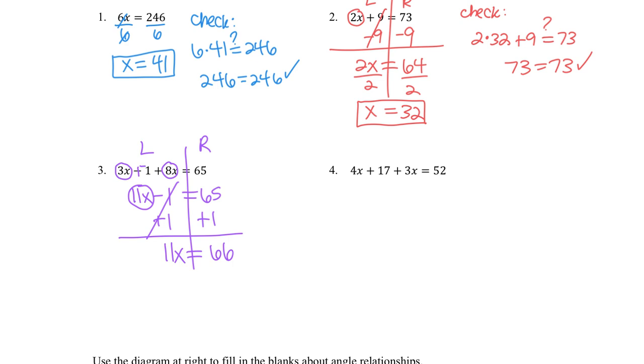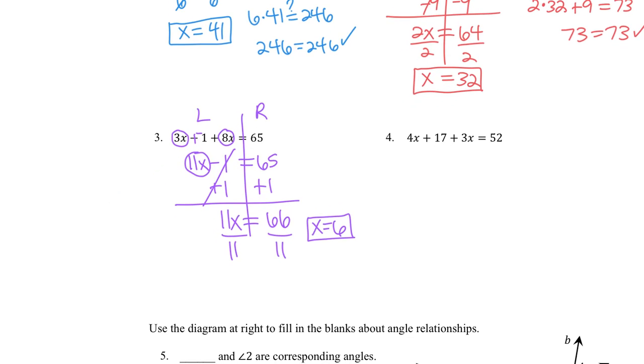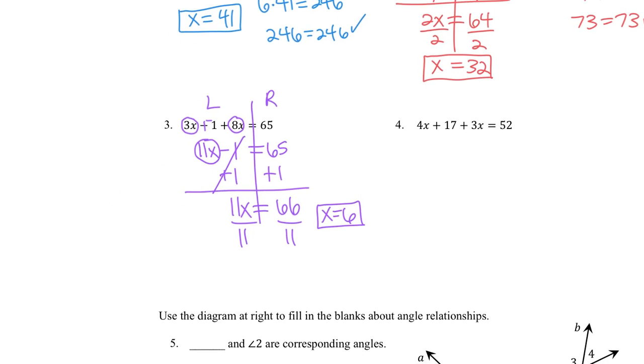And then we're down to a one-step equation, just like we started with here and ended with here, a one-step equation with one term on each side. So we're going to divide by 11 because that's the coefficient right here of x. Divide by 11 and you get x is equal to 6. Now we're going to check our answer, and I kind of ran out of room, so I'm going to go over here.